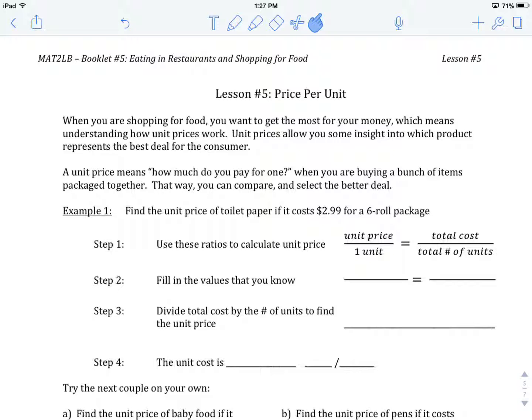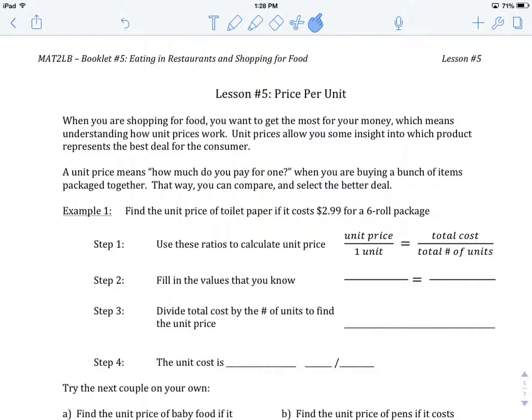So our goal is to find the unit price of toilet paper if it costs $2.99 for a 6-roll package. So in this context, when we're talking about a unit price, we want to know how much it costs for 1 roll of toilet paper. We know how much it costs for 6. That's $2.99, but how much does it actually cost for 1?